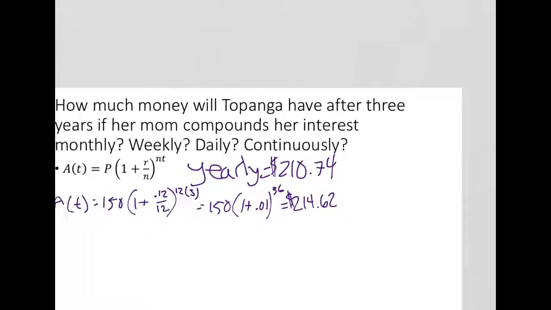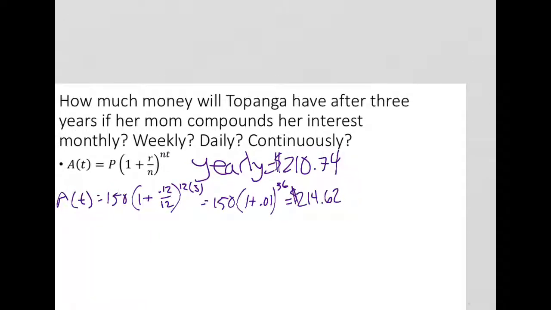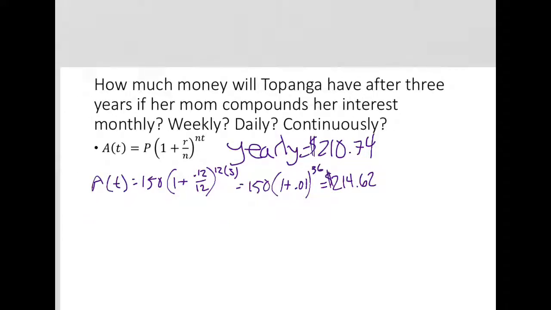So if she compounds monthly instead of yearly, she's going to end up with about $4 more, which doesn't sound like much more, but that's pretty cool, and that's only on $150. Imagine if it was on, I don't know, $30,000 or something like that. Whoa. But let's now compare that to what would happen if it were compounded weekly.